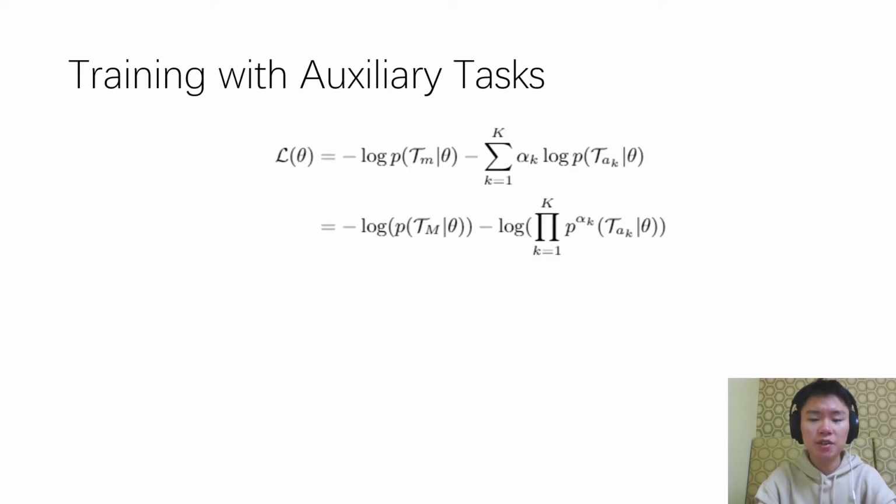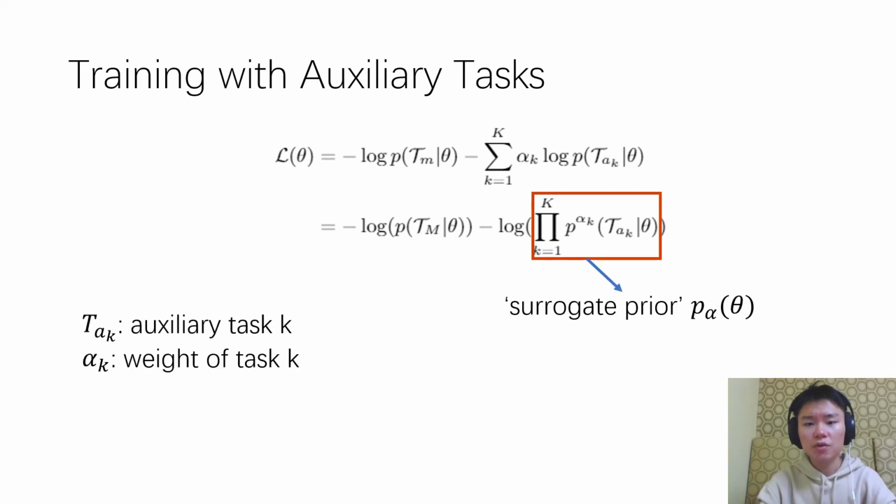Because in multitask learning, we normally use a joint training strategy, which means we optimize the main task and auxiliary task together. Here, each auxiliary task is weighted by some alpha k. So this loss is really similar to the single task scenario, and if we compare these two, we can find that we are actually replacing our ordinary prior with this data likelihood of the auxiliary tasks. Here we call this a surrogate prior.